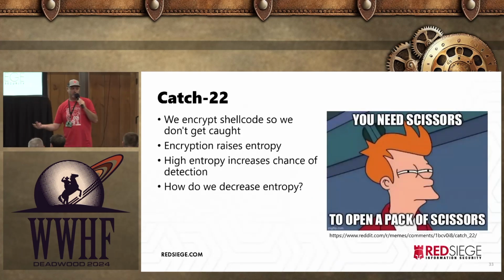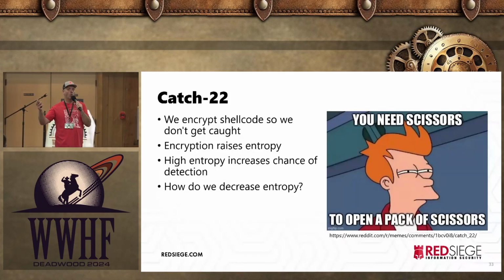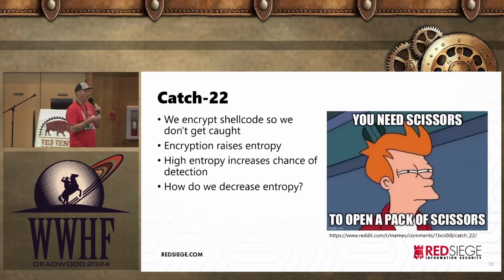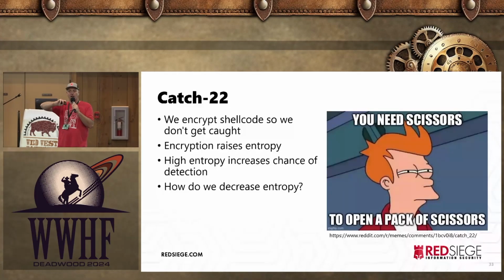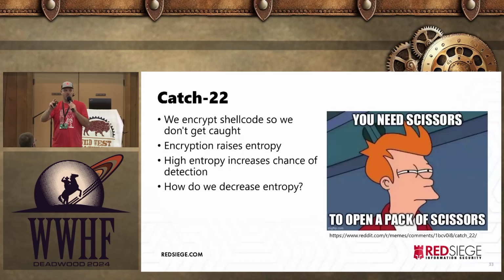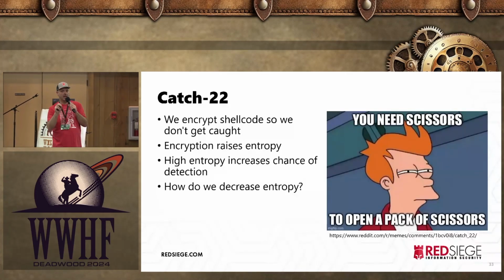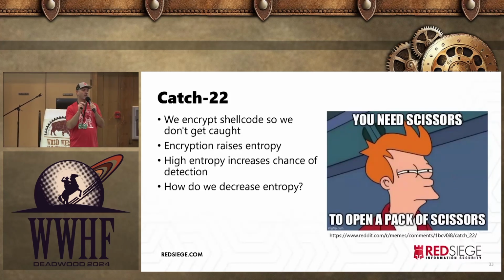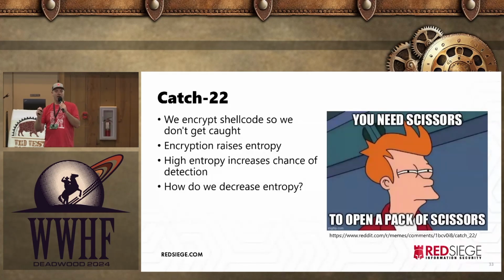So I mentioned entropy earlier. We encrypt our shellcode because we don't want to get caught. But when we encrypt our shellcode, we increase entropy. Entropy is a measure of randomness, and when something is very high in entropy, it's very high in randomness. And if you have an executable that's very high in entropy, some EDRs look at that and go, it's very high in entropy, so it's likely that there is encrypted data in this program. And if you have encrypted data in the program, you're probably trying to hide something from me. I don't know what it is, but it's suspicious, and they might not let you run.